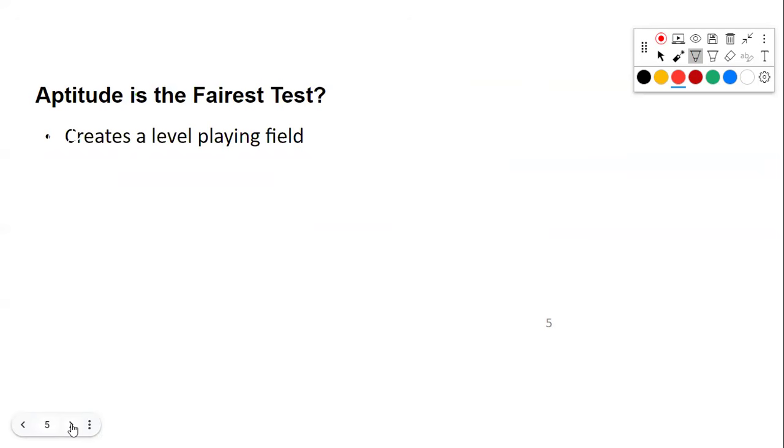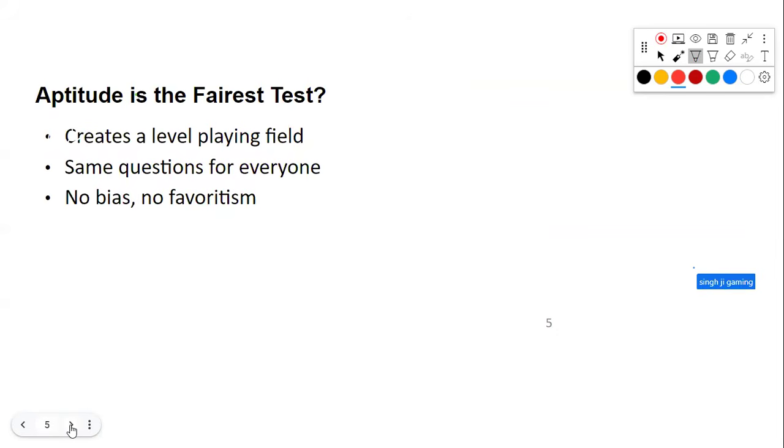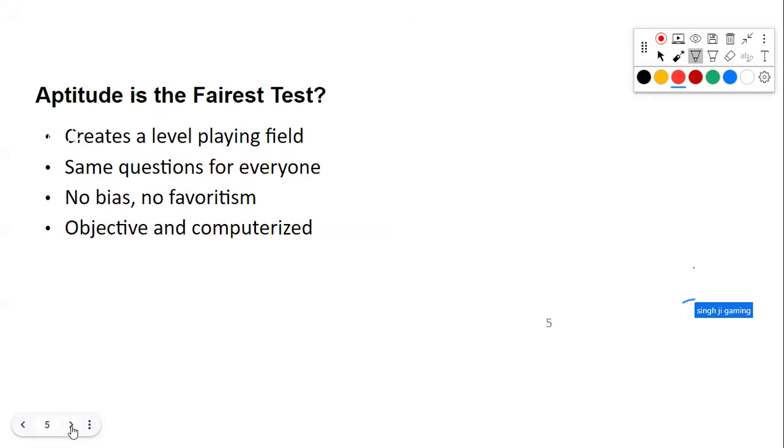Aptitude is the fairest test. That is why for companies or government, any bank exam, you see arithmetic and reasoning. Any central government, state government, RRB or SSC Staff Selection Commission, or state government Group 1, Group 2, Group 3, arithmetic and reasoning will always be there. It creates a level playing field. Same questions for everyone, no bias or favoritism, objective and computerized.